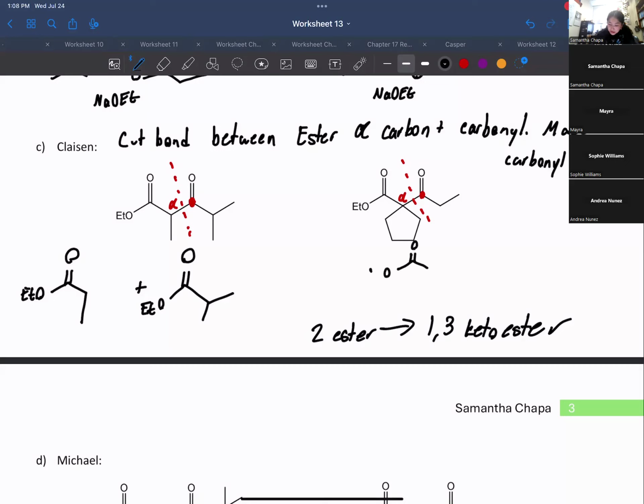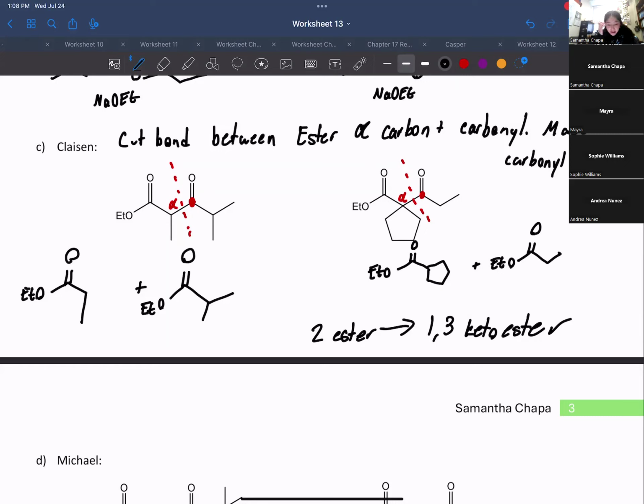So you'll have that original ester that you had, and you need another ester in order for a Claisen reaction to happen. So these are what your two main carbonyl components should look like. Again, for a Claisen reaction to happen, you need two esters, and you will make a 1,3 beta keto ester.